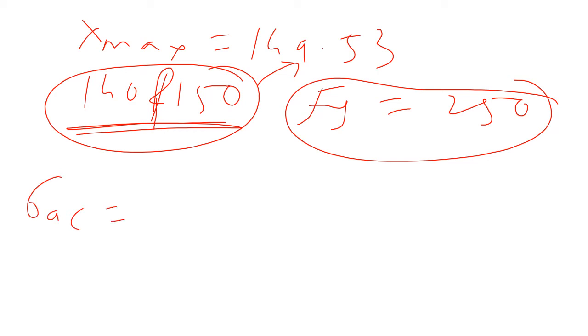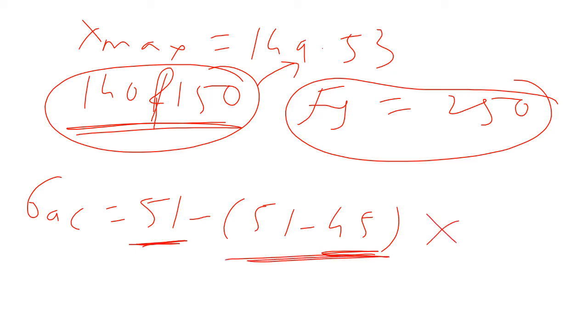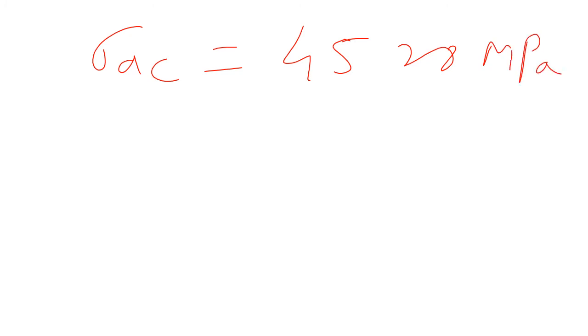So sigma AC will be equal to 51 minus 45. This is the value for 140 and this is the value for 150. This is the difference, so this will give us the per unit increment from 140 to 150, but our value is 149.53, so we need to multiply it by 9.53, right? So our sigma AC, that is the permissible compression stress, will come to the value 45.28 megapascal. Remember that megapascal is equal to Newton per millimeter square, that is the same, right?